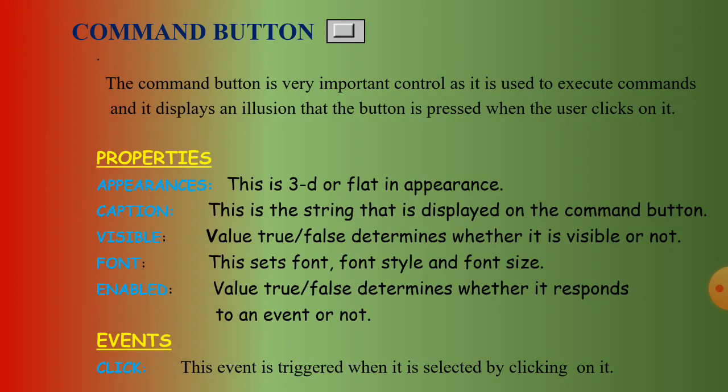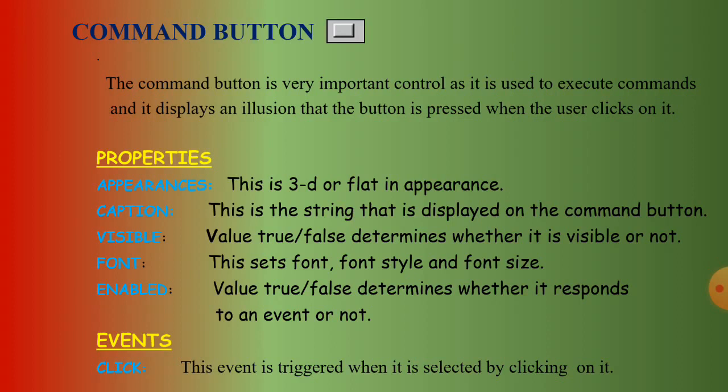Some of the properties for this command button are appearance: we can make it flat or 3D. Caption: we can give a name to this command button, a string that is displayed on the command button, such as Command Button 1, Command Button 2, like that. That is the caption we are giving to this command button. Next, visible: we can make a command button visible, true or false.